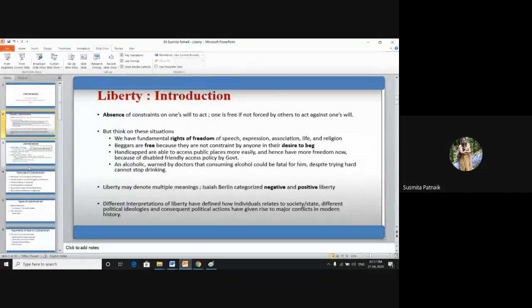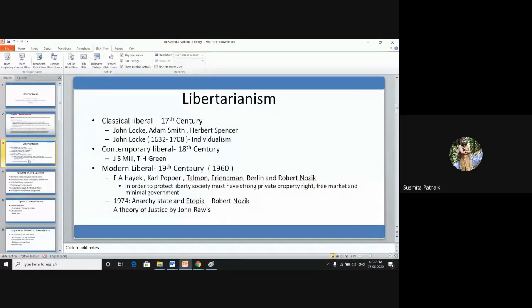Without proceeding towards the negative and positive meaning of liberty, first of all I want to introduce what you mean by libertarianism. We know the theory of liberalism, or libertarianism. Before proceeding to the theory of libertarianism, liberalism has been classified into three categories: the classical, the contemporary, and the modern or libertarianism. The other name of modern liberalism is libertarianism. The first is classical liberalism. The main advocates of classical liberalism are John Locke, Adam Smith and Herbert Spencer.